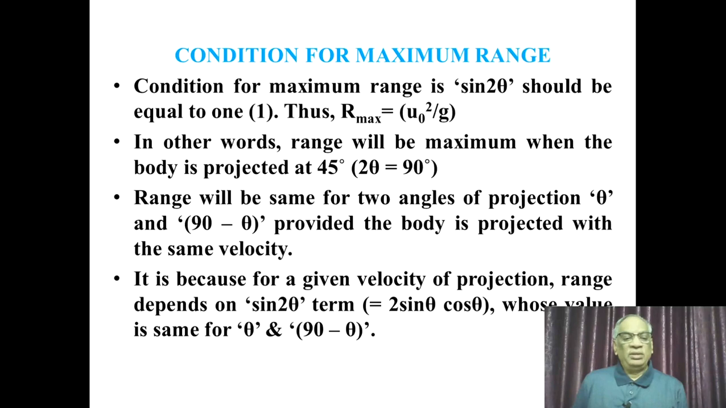You can also note that the range will be the same for two angles of projection, θ and 90 minus θ, provided the body is projected with the same velocity. This is because the sin 2θ term remains the same for both θ and 90 minus θ. Since sin(90 − θ) becomes cos θ and cos(90 − θ) becomes sin θ, sin 2θ = 2 sin θ cos θ is the same as 2 sin(90 − θ) cos(90 − θ). Both will be the same, hence the ranges are the same for both.